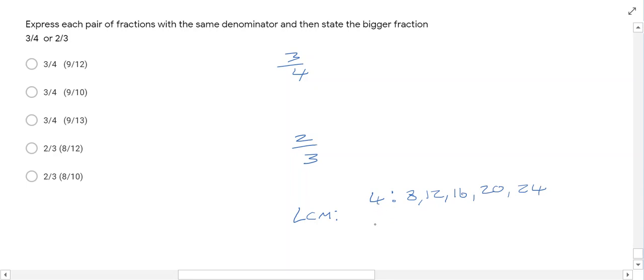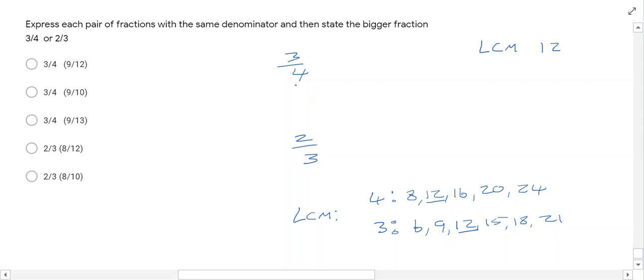And the multiples of 3: if we take 3, you have 3, 6, 9, 12, 15, 18, 21. So we can see here that this multiple is common to both, and it's the lowest common multiple. So the lowest common multiple between these two fractions is 12.